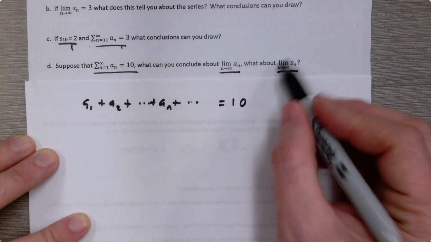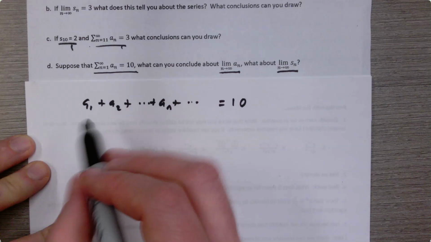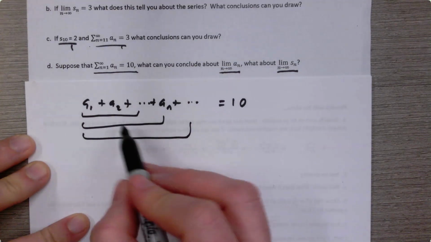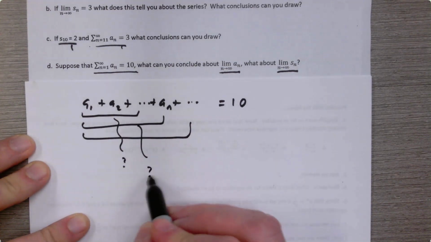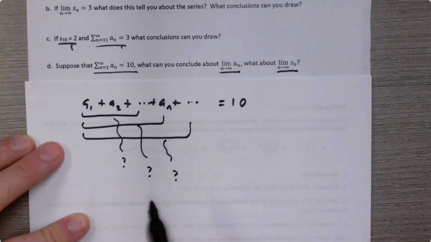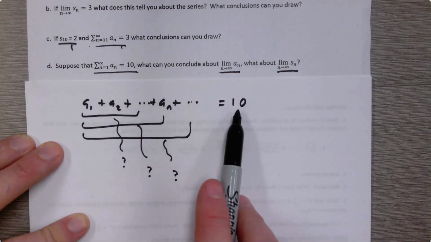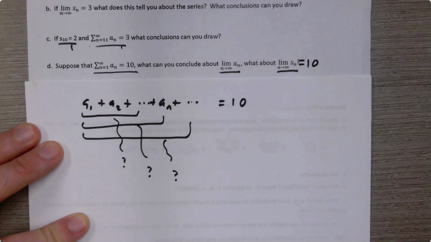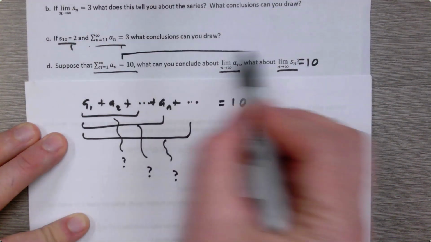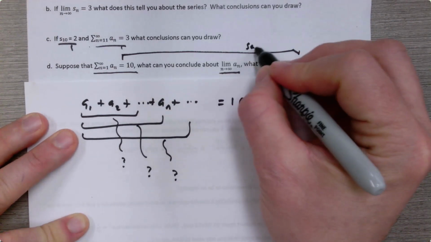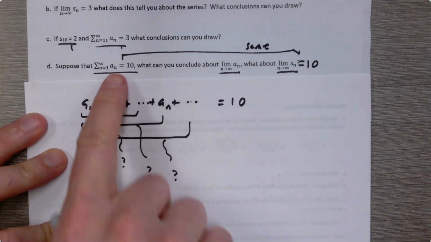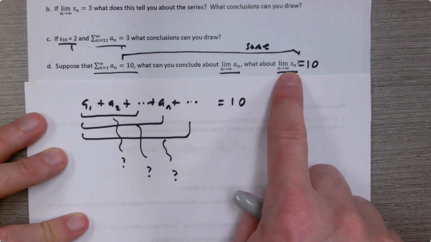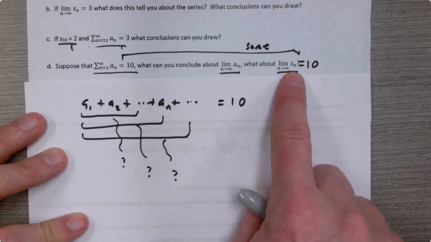What can we conclude about the limit of the partial sums? Well, remember, the partial sums are describing what happens as you add more and more terms. So I don't know the values of the partial sums, but I do know that as I add more and more terms, the partial sums must be getting closer and closer to 10, because that's what it means for the series to converge. So this statement and this statement are saying the same thing, just with different language. Here I'm saying add up an infinite number of terms, you get 10. Here I'm saying the partial sums get closer and closer to 10 when you add more terms.